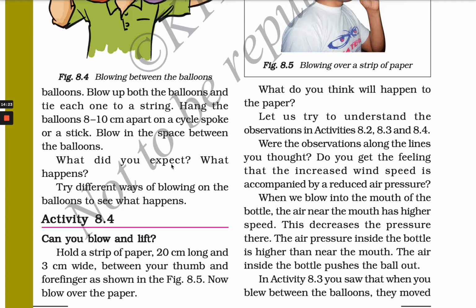Why is this? Because the air near the mouth of the bottle has much higher speed, but it has a decreased pressure near the entrance of the bottle. But on the other hand, the pressure at the end of the bottle is much higher. That's why it pushes the crumpled paper back towards the mouth of the bottle, right?